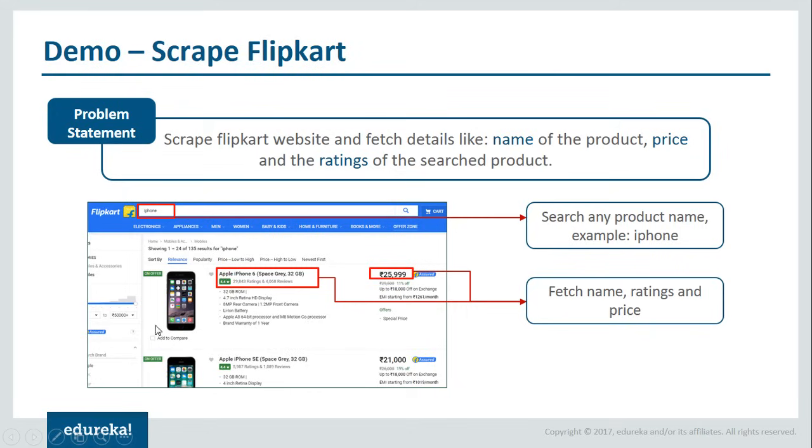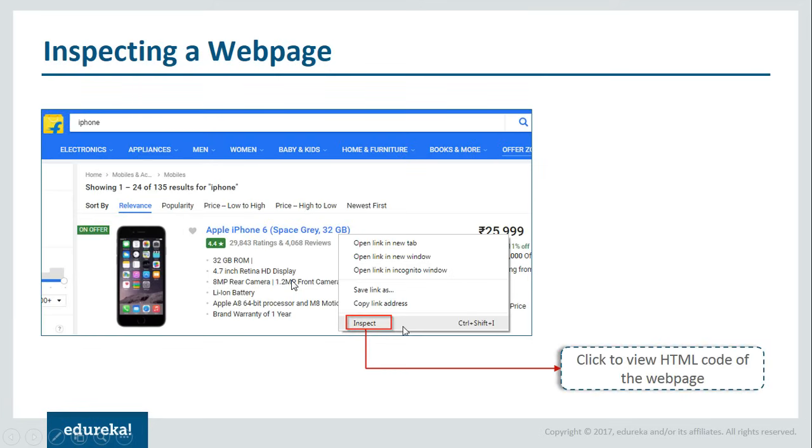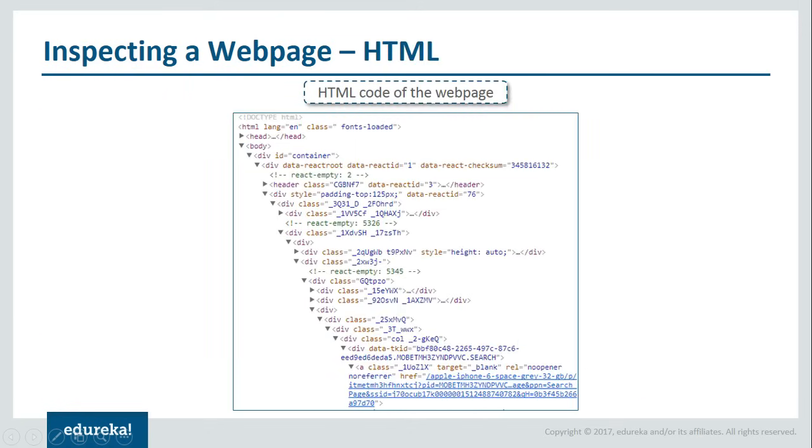Now I have to fetch the name of the iPhone, what the configurations are, what the ratings are and what the price of the iPhone is. To fetch all these details, I need to first view the HTML page. How will I do it? I have to simply right click and go to Inspect. This will basically open up my HTML code. Now this is my HTML code. To understand this HTML, let me open my PyCharm and let's understand each component one by one.